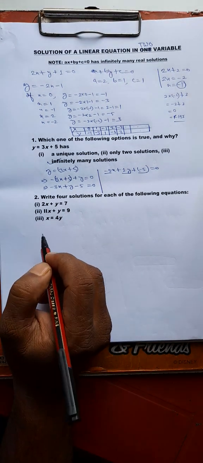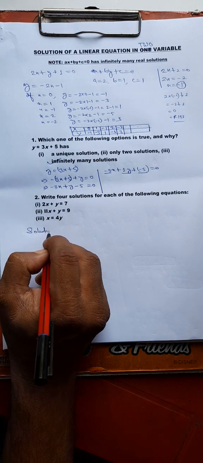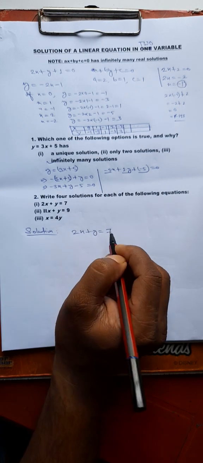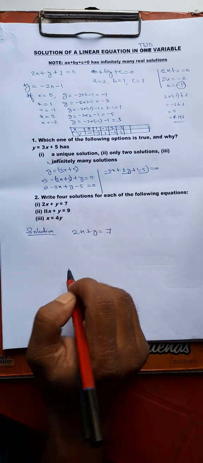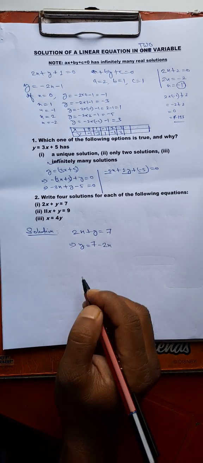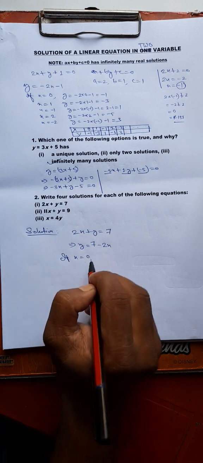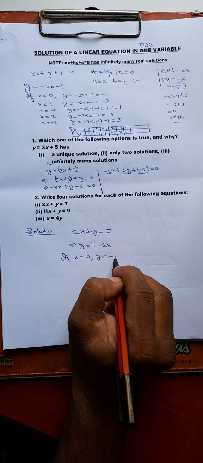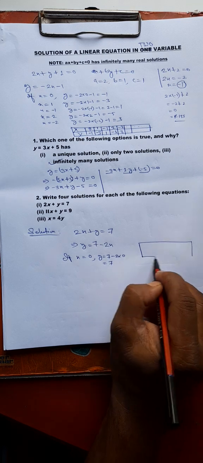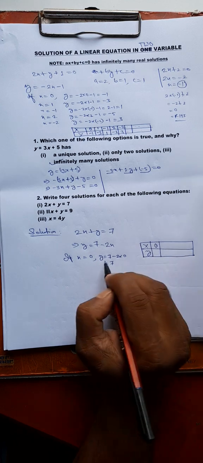Now question number 2. Write 4 solutions for each of the following equations. Solution. Twice of x plus y equal to 7. We have to find 4 solutions for this equation. Now y equal to 7 minus twice x, right? If x equal to say 0, then what would be y here? Y equal to 7 minus 2 into 0, that means 7. So in tabular form, if x equal to 0, y equal to 7.